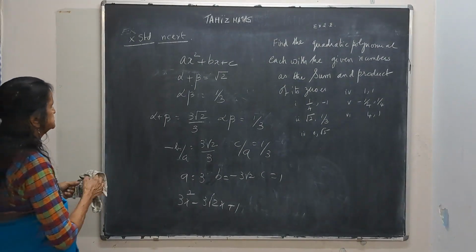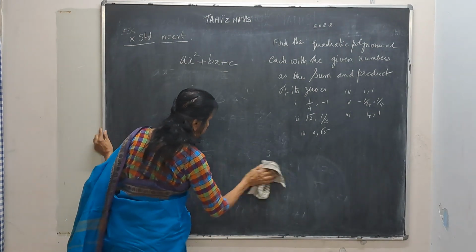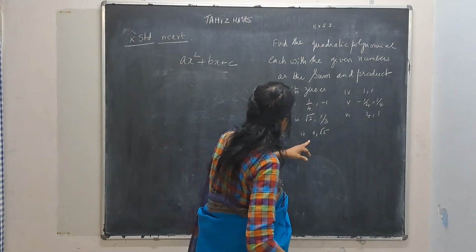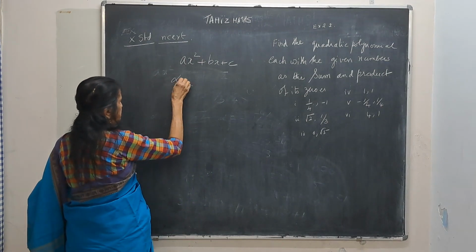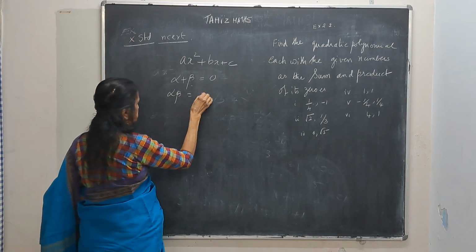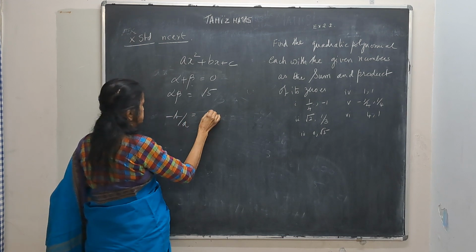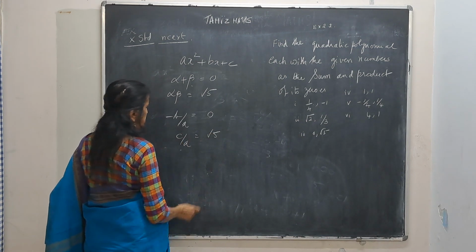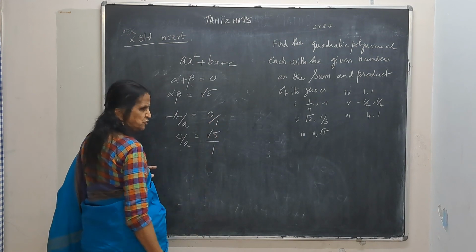Problem 3. So alpha plus beta is 0. Alpha beta is root 5. Alpha plus beta is minus b by a, which is 0. Alpha beta is c by a, which is root 5. So I can write this as root 5 by 1, and I can write this as 0 by 1. 0 by 1 is 0 only.